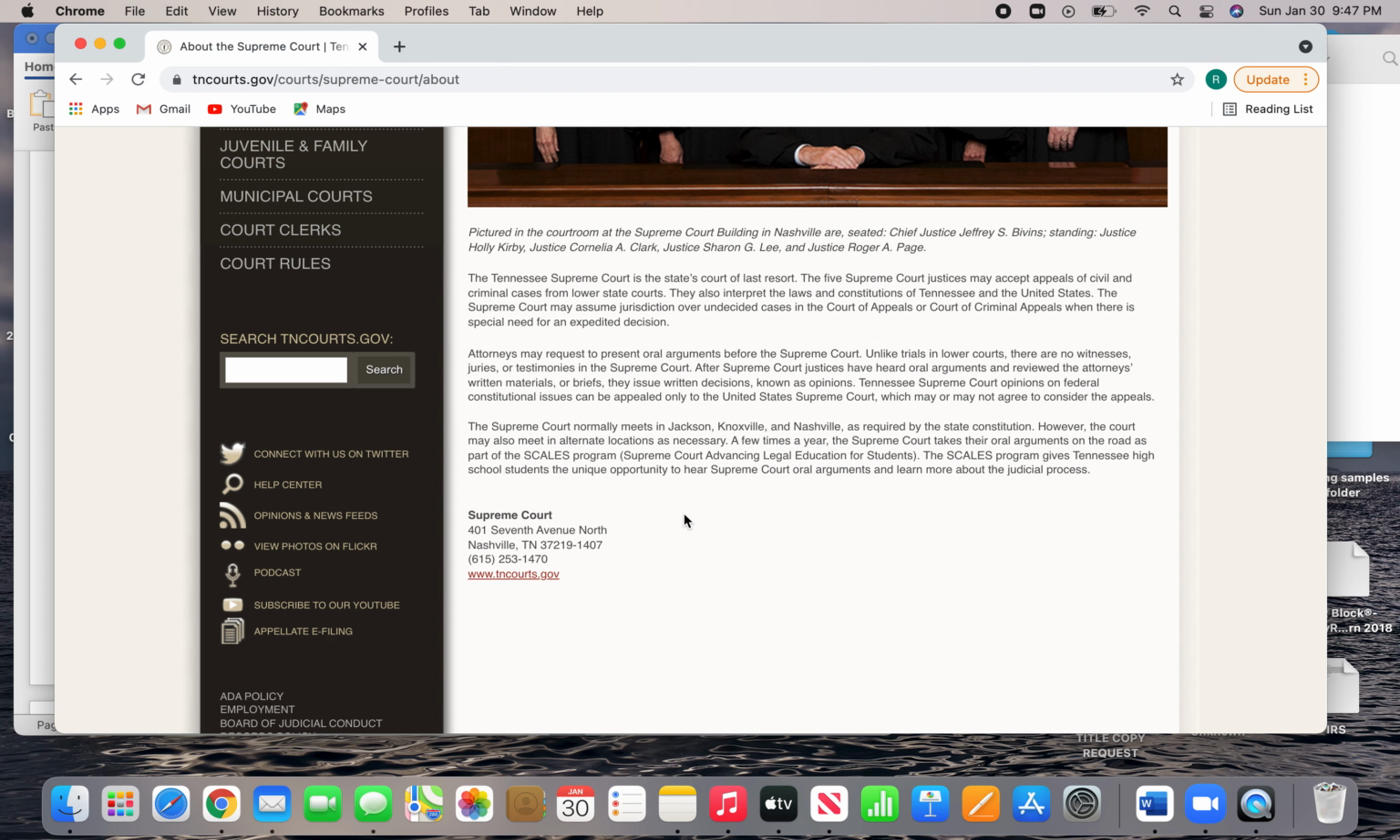When you have an argument and you need a mediator to help you make your decision and move you along, no expedited decisions are needed here. It says attorneys may request to present oral arguments before the Supreme Court. Unlike the lower courts, there are no witnesses, juries, or testimonies. So pretty much the same thing. They don't have to go through the whole shebang all over again.